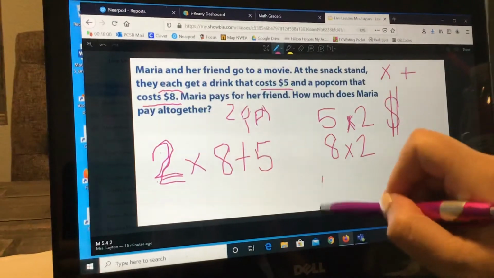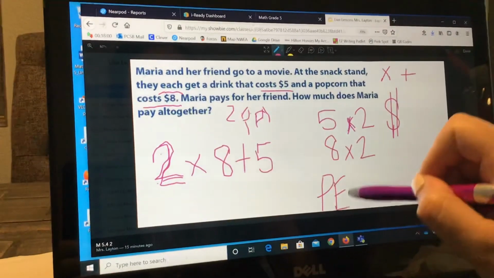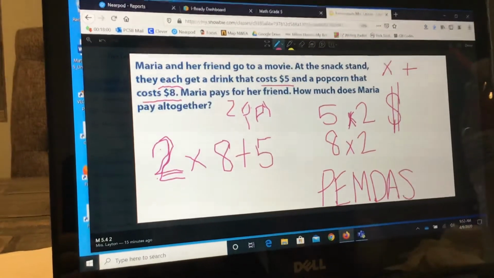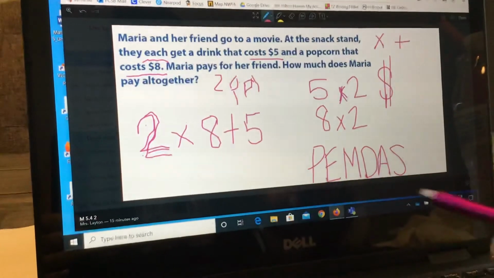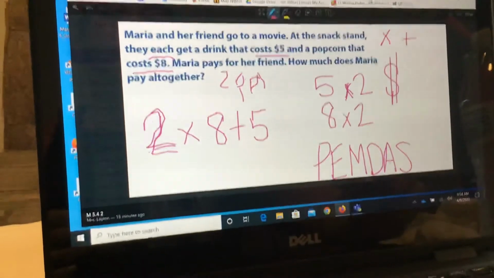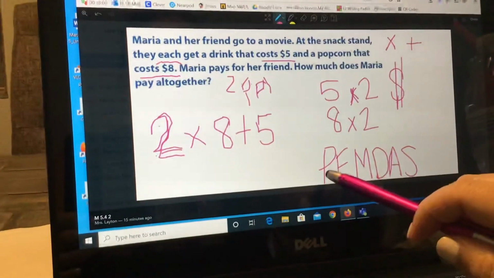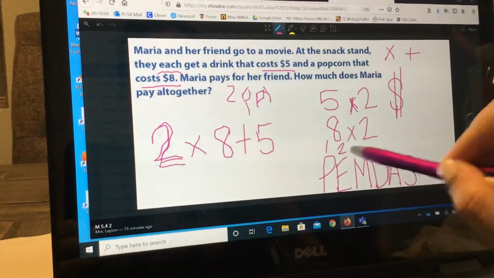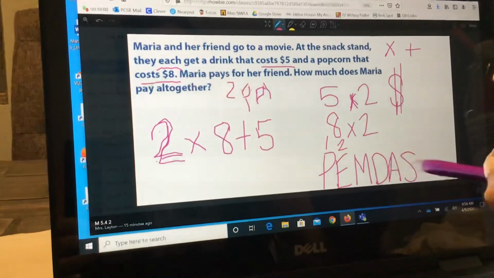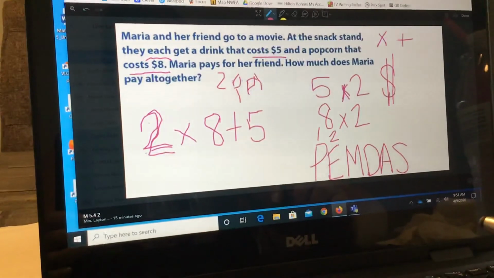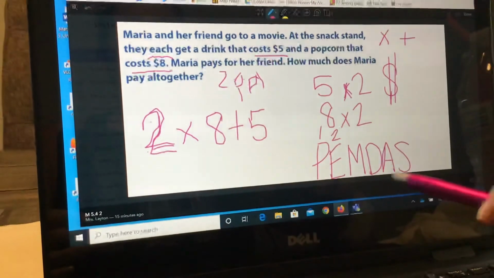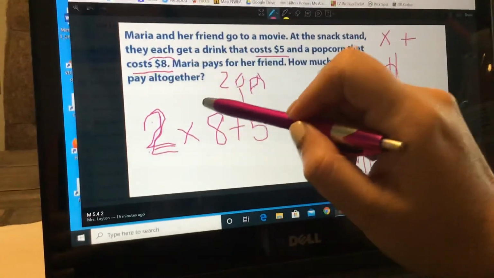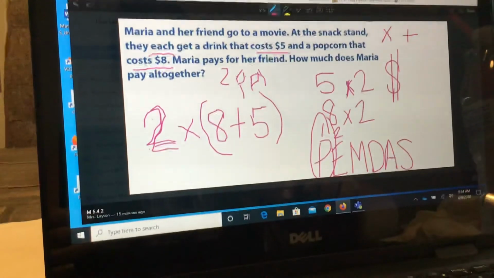So I don't know if you remember this. PEMDAS. Each of those stand for something that we do in math. Parentheses always comes first. Exponents, multiplication, division, addition, subtraction. I'm going to put parentheses around 2 numbers to ensure that we do that part first.